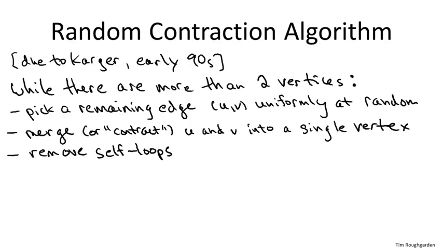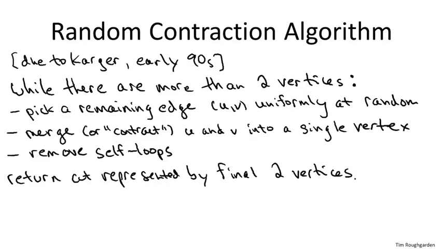Each iteration decreases the number of vertices that remain. We start with n vertices, we end up with 2. So after n minus 2 iterations, that's when we stop, and at that point we return the cut represented by those 2 final vertices. You might well be wondering what I mean by the cut represented by the final 2 vertices, but I think that will become clear in the examples, which I'll proceed to now. So suppose the input graph is the following 4-node, 5-edge graph. There's a square plus 1 diagonal. So how would the contraction algorithm work on this graph?